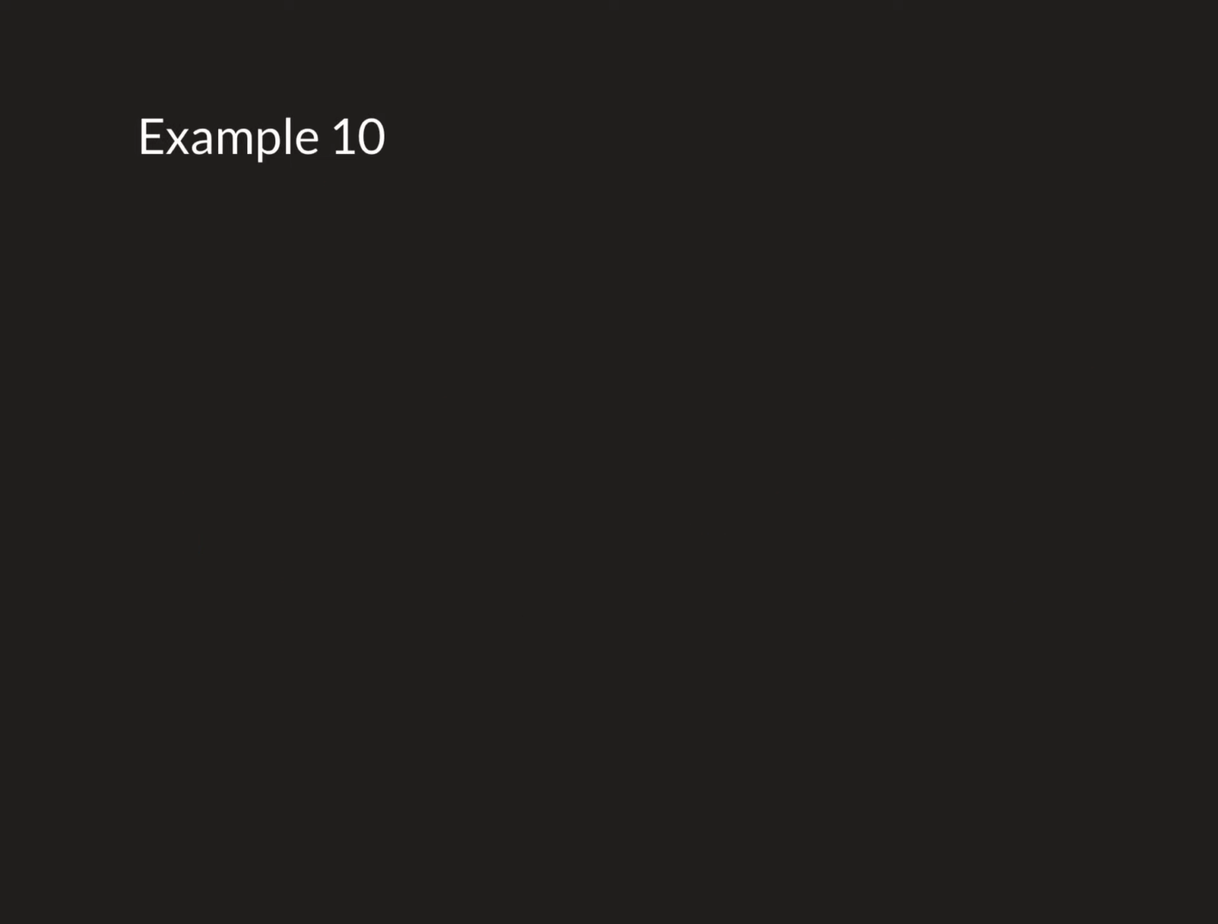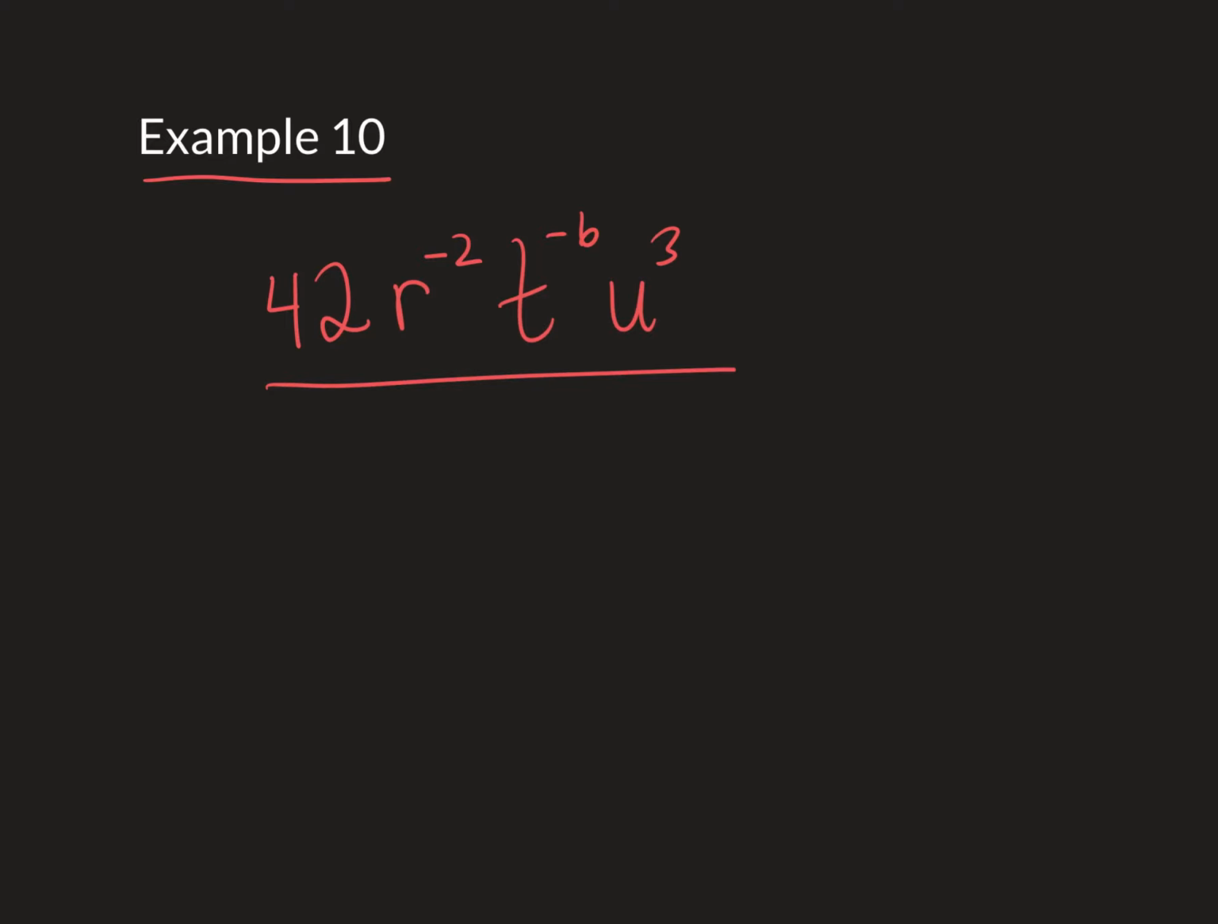And for my last example, I am going to give you a challenge, and we will check this one. I promise I will remember. So example 10, I want you to try to reduce or simplify 42, r to the negative 2, t to the negative 6, u to the third power, divided by 14, r to the second, u to the negative third power.